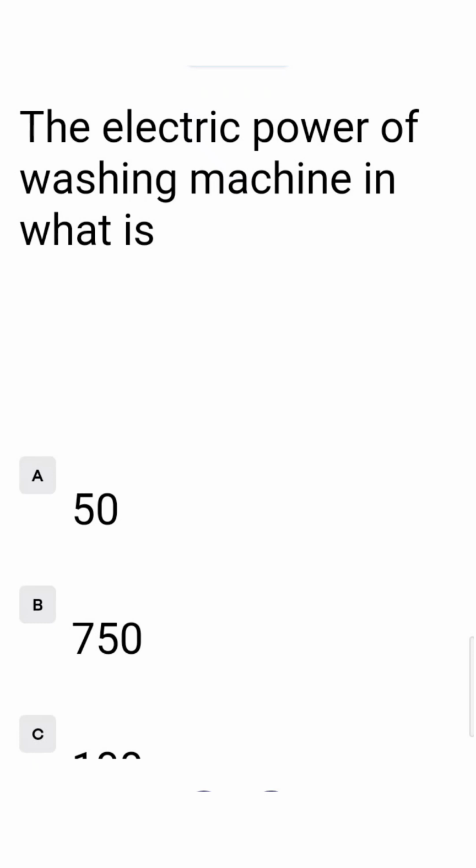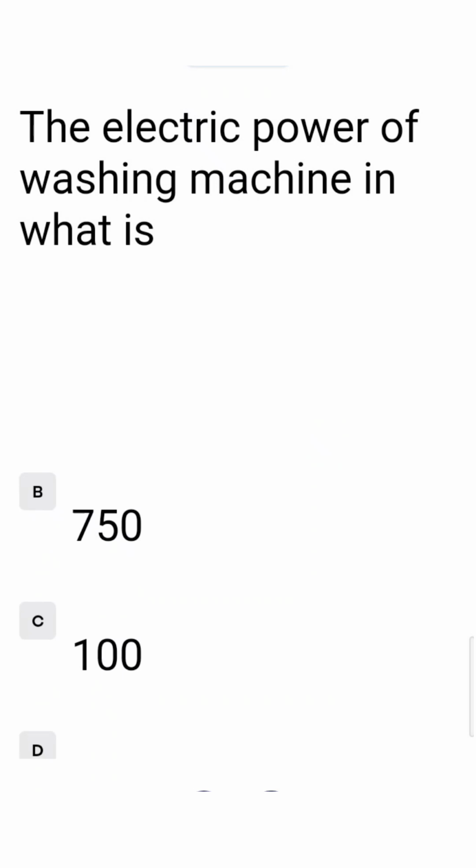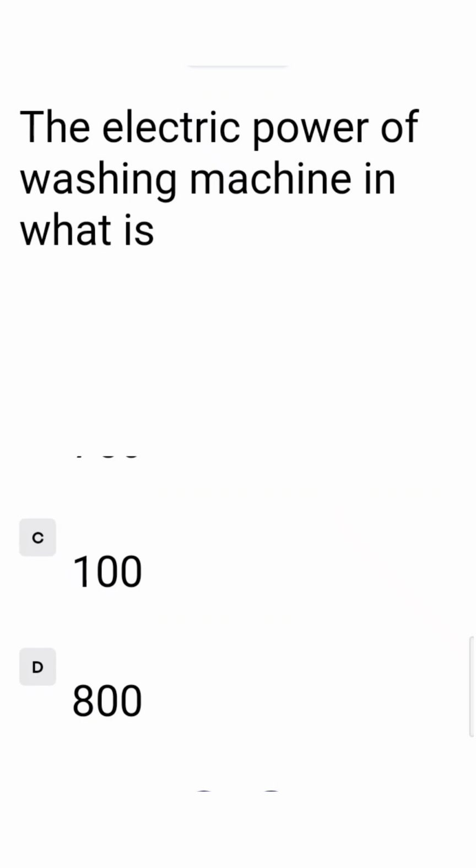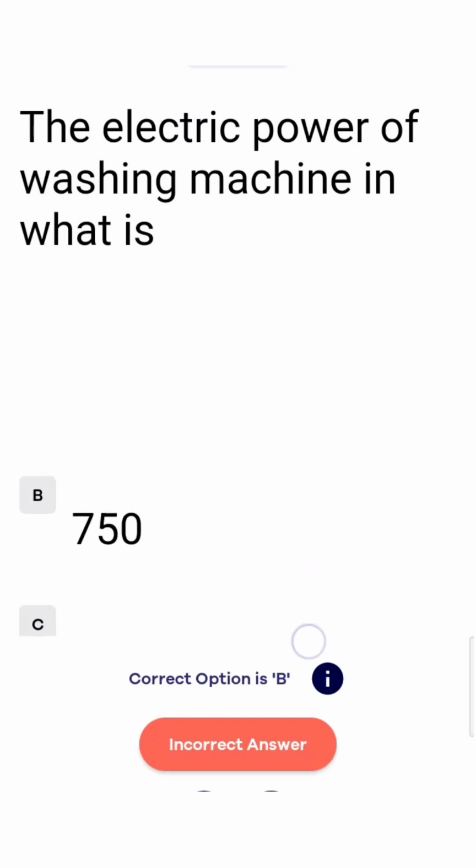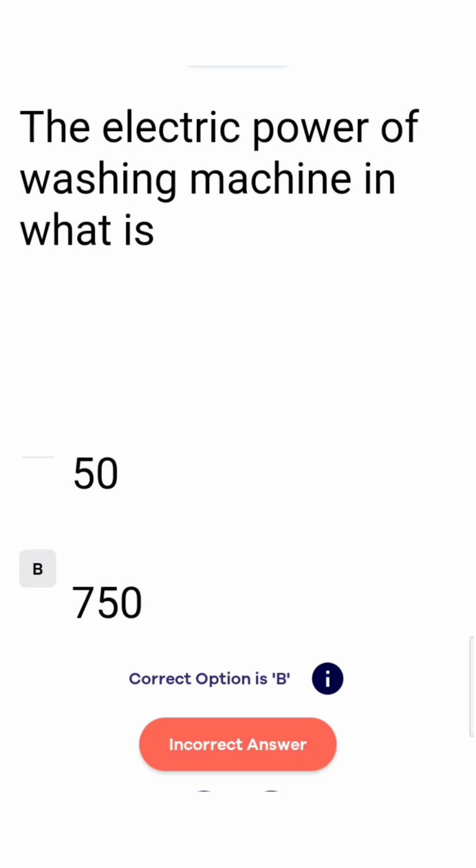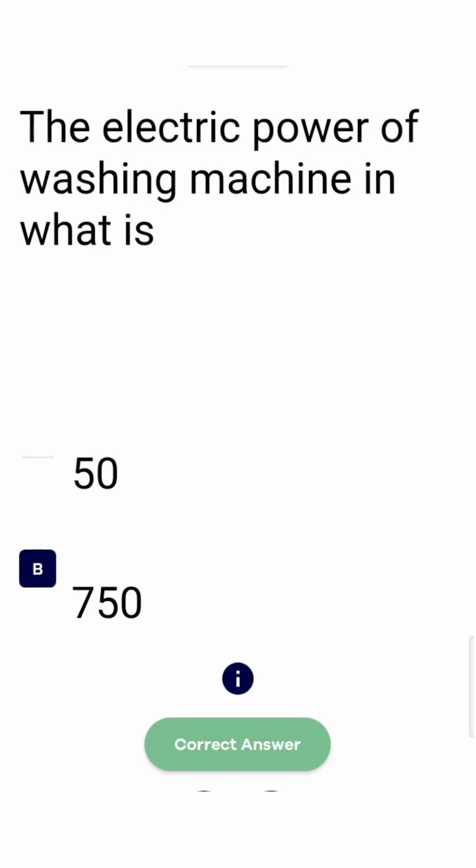The electric power of a washing machine, what is it? Option A: 50, option B: 750, option C: 100, option D: 800. 800 is not the correct answer. B, 750, is the correct answer. So we tick B, that is 750.